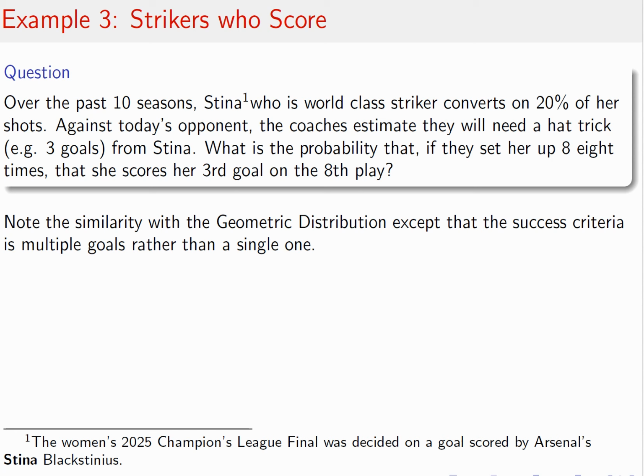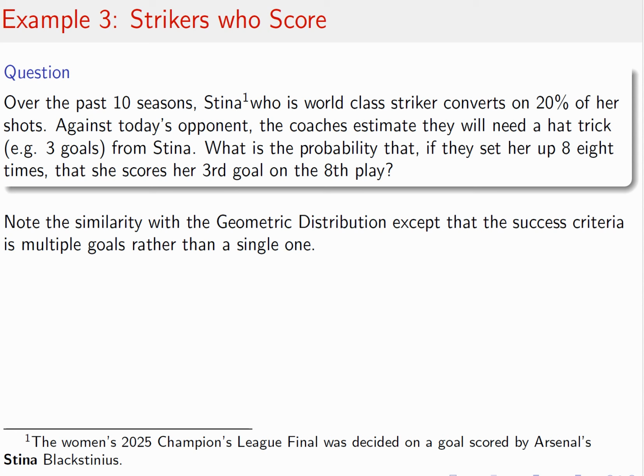So, example 3 is strikers who score. This is soccer. And the question says, over the past 10 seasons, Stina, who is a world-class striker, converts on 20% of her shots. Against today's opponents, the coaches estimate they will need a hat trick from Stina. That's 3 goals, if you're not familiar with that language from soccer. And what is the probability that if they get her set up 8 times that she scores her third goal on the 8th play?